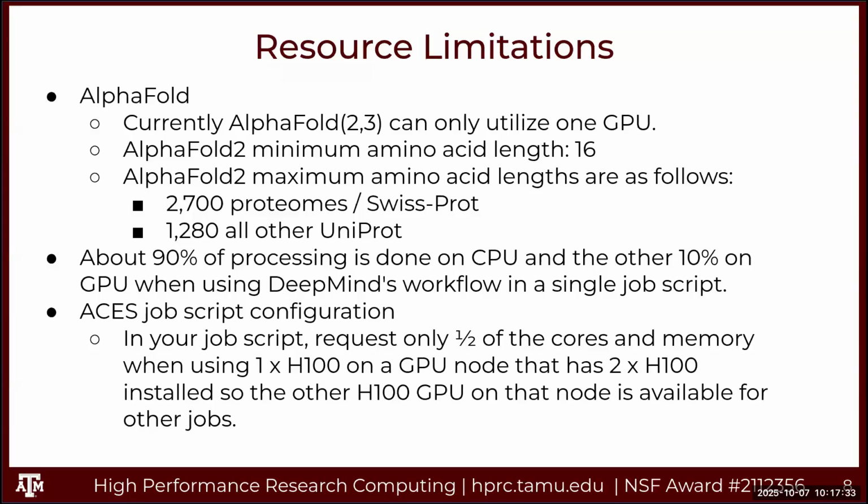You cut it down to half the cores in memory, and the reason for that is if you request all the cores in memory on a compute node and only one of the GPUs, then the other GPU cannot be scheduled for another job. So we ask that when you're running AlphaFold, at least start with half the cores in memory. You can look at the resource usage afterwards and maybe go down to a fourth of the cores in memory. There's quite a bit of memory cores on ACES compute nodes.